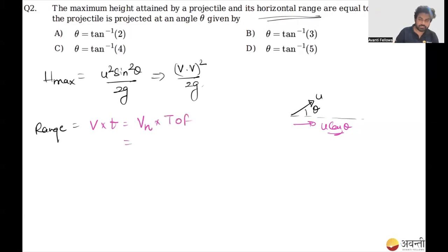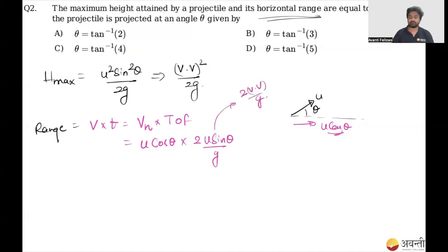So bachcho, what is horizontal velocity in this case? U cos theta into what is time of flight? Time of flight, you can directly remember also, it is 2u sine theta upon g, or you can write 2 times vertical velocity upon g. Now it is telling that these are equal to each other if projectile is projected at an angle theta. So they are equal. Let us equate them.